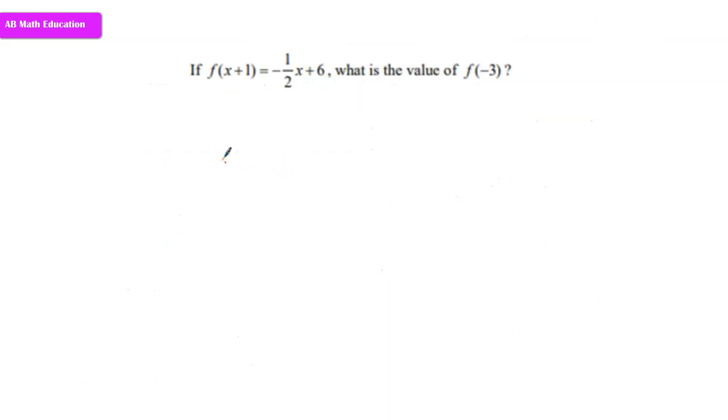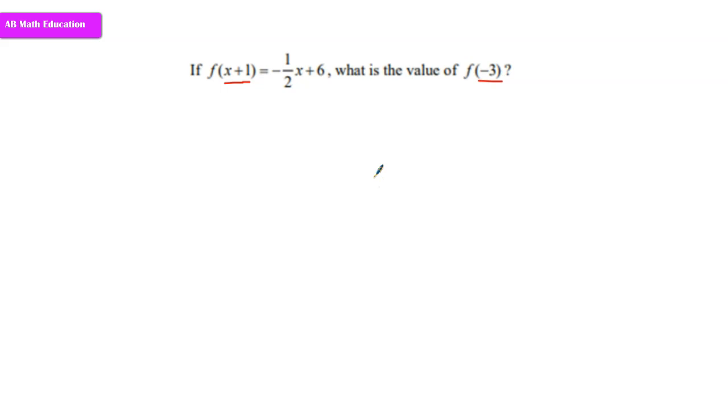So let's go ahead and solve this one. We have been given f of x plus 1 is equal to negative half x plus 6, and they want us to find f of negative 3. So look at here, all of them is in there.